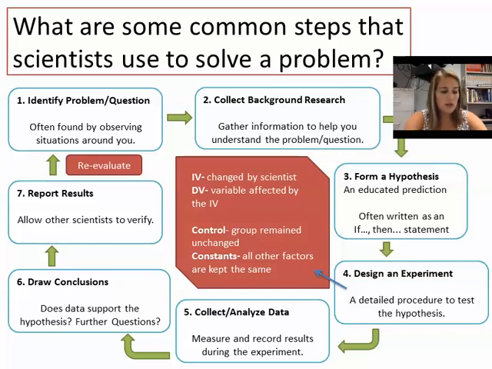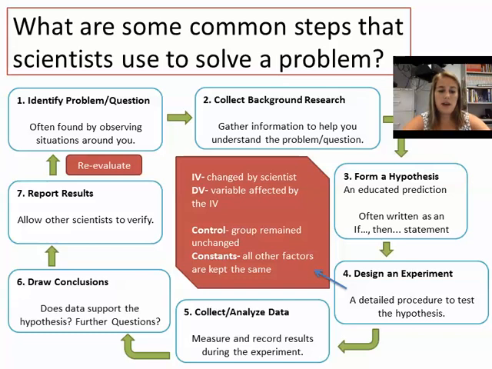Once you've drawn your conclusions, you get to move on to number 7, which is a big one. Report your results. Scientists need to be able to report their results so that other scientists can take that information and verify it. They're going to verify that information by repeating your experiment to see if they get the same results that you did. That is why the detailed procedure list is extremely important.